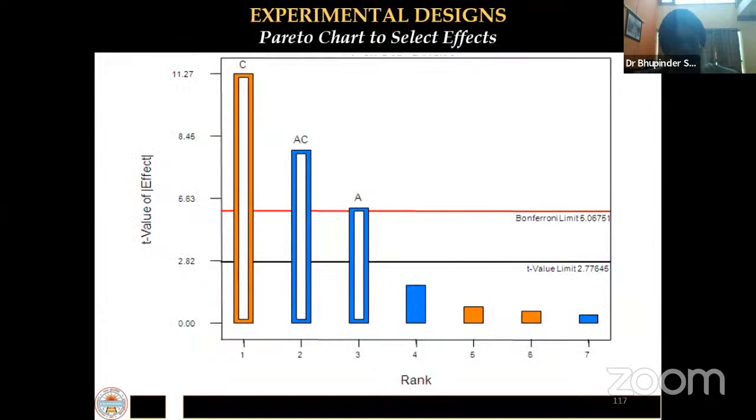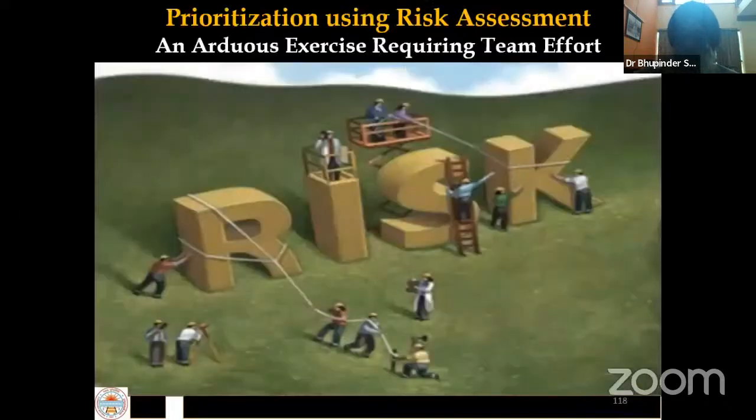Here are the Pareto charts. You see, if the length of the bar is crossing the p-value limit, it's influential. But if it is crossing the Bonferroni limit, it's highly influential. You cannot afford to ignore these.